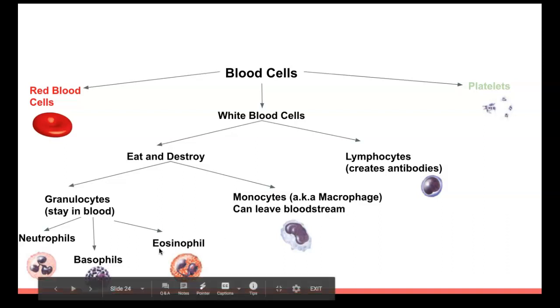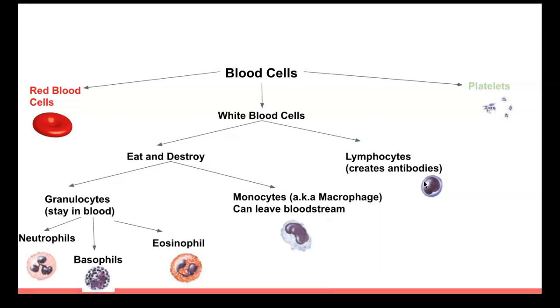So these ones are less common. Neutrophils, monocytes, and lymphocytes are the most common white blood cells that you would see. But again, not in your notes. I just wanted to quickly show you guys so you could visualize what I was talking about. So now we're going to talk about blood clotting and how that works.